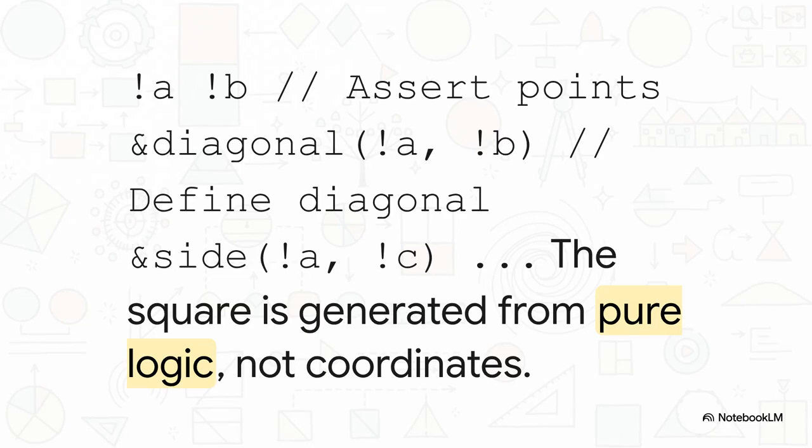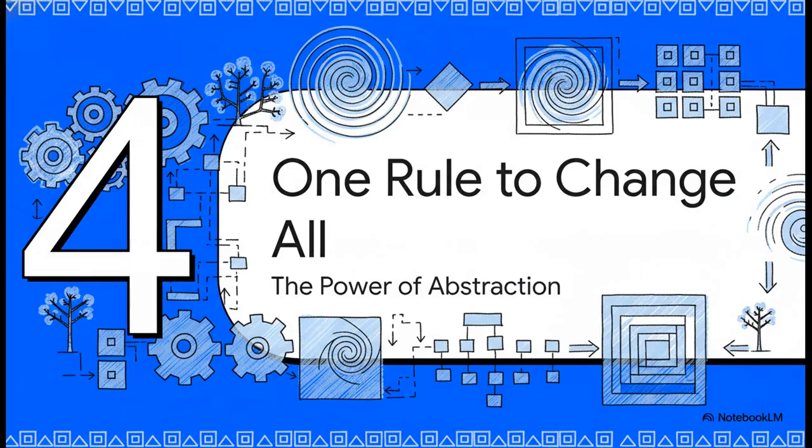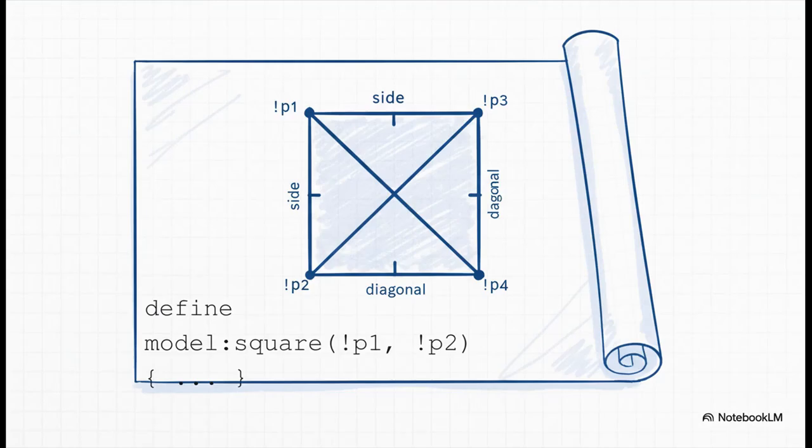And here it is, the final script. Just a handful of declarations. We didn't draw a thing, we just described a set of truths, and the system generated the only possible shape that could satisfy them. No coordinates, just pure logic. Now that's already powerful stuff, but it gets so much better when we start using models. This is where you see the real potential of defining systems with abstract rules.